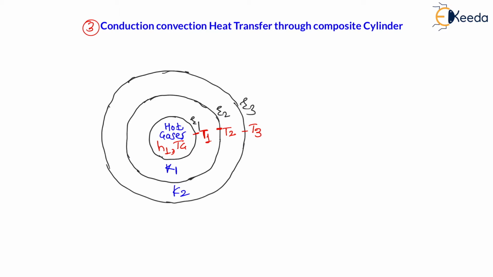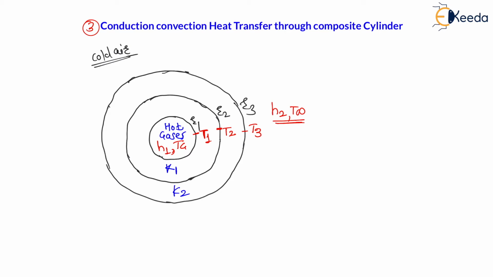And my dear students, this outside surface of the second cylinder is also subjected to outside cold air, with a convective heat transfer coefficient. Let us say the convective heat transfer coefficient is H2 for the outside air, and it is at temperature T infinity. This is for the outside cold air.